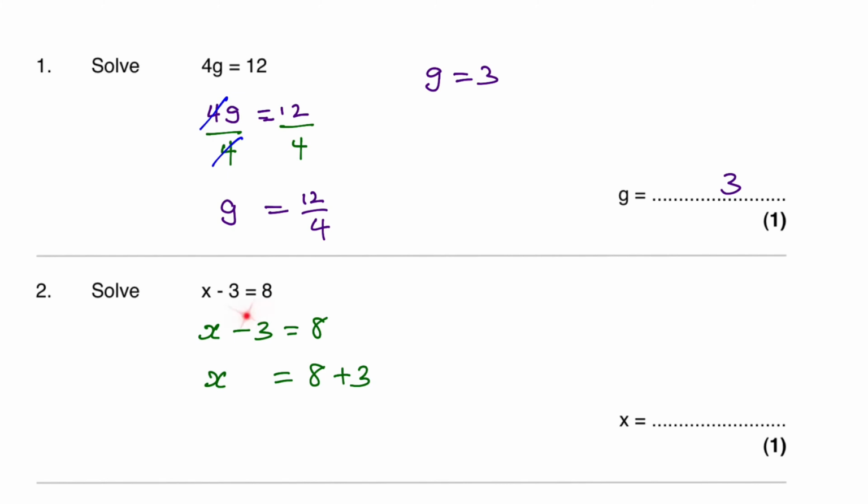So I've moved minus 3 from the left to the right. That will become plus. If you're moving minuses or plus over the equal sign, the sign will change. Therefore, x equals 11. So this is 11.